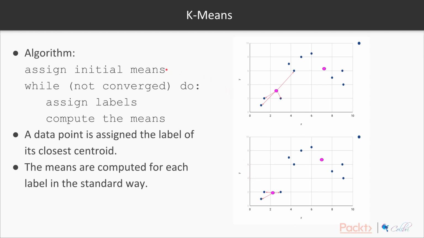You assign initial means, and while it's not converged, you assign the labels, and then you compute the means of these labels, and you keep doing that for each of the k classes until your means don't change. And that is effectively the k-means algorithm.